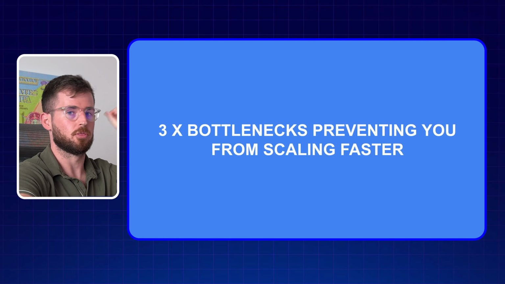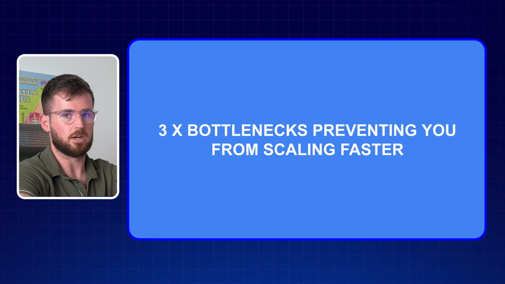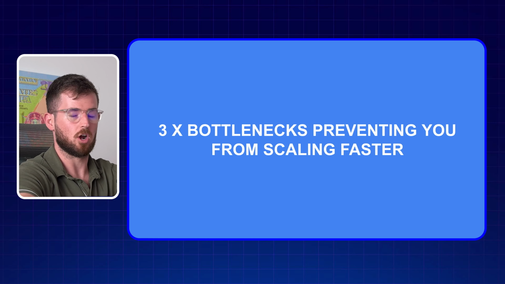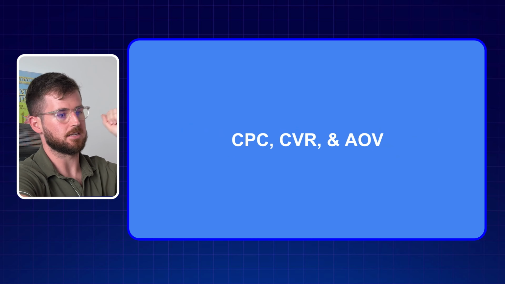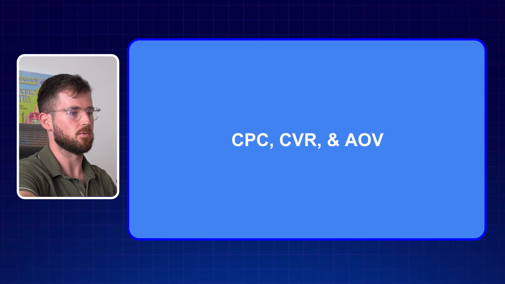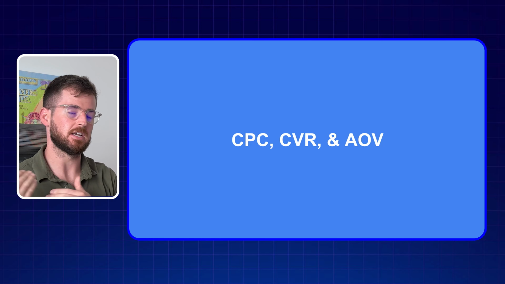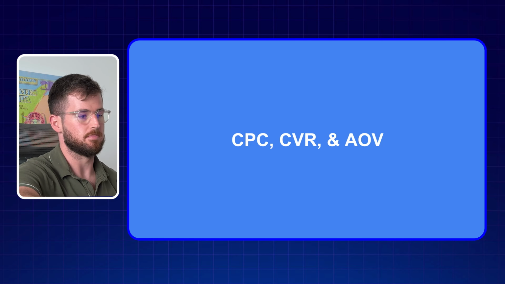So I'm going to go over 3 key bottlenecks that I consistently see in every single account after running Facebook ads for the last 10 years and doing over $100 million in revenue for my clients in my ad agency. These are the main key things I look at, which is cost per click, conversion rate, and average order value. We'll be diving into these today and talking about a few key ways to fix these bottlenecks in your business so you can keep scaling profitably and not have to stop.